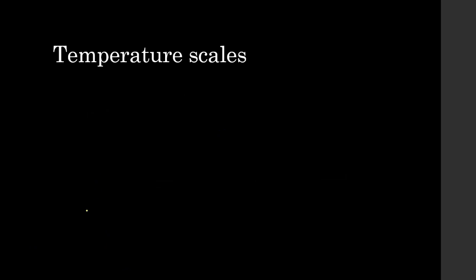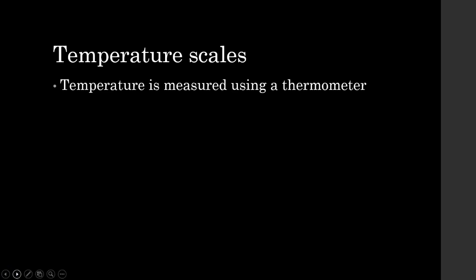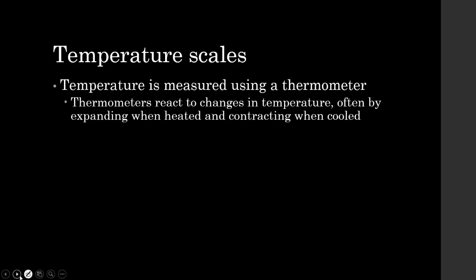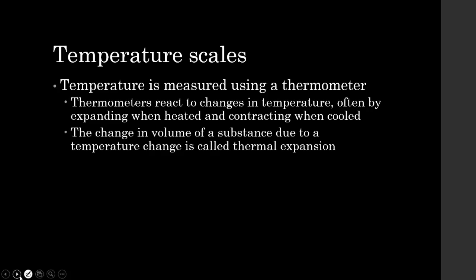Now, we still need a scale for temperatures, so if we're measuring these things, how do we make it anything but arbitrary? Well, a temperature scale starts with reference points. So we use a thermometer, and the thermometer changes based on a change in temperature. Usually something expands or contracts because of a change in temperature. We call that thermal expansion. Thermal expansion refers to both the contraction and the expansion. A contraction is simply a negative expansion. Usually things, when they cool down, they contract. When they warm up, they expand.